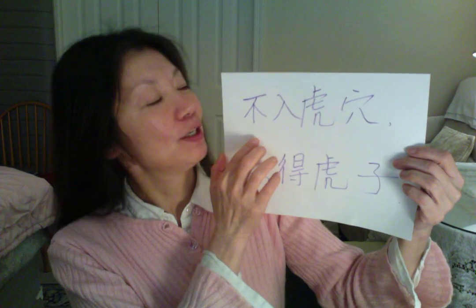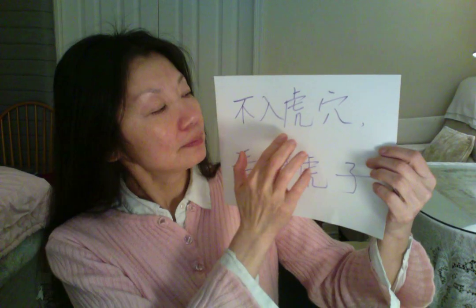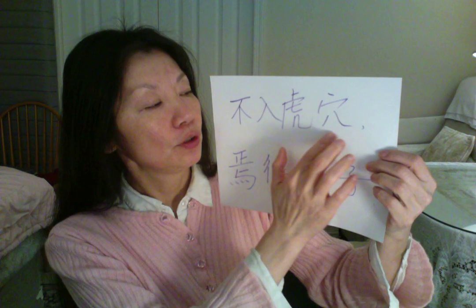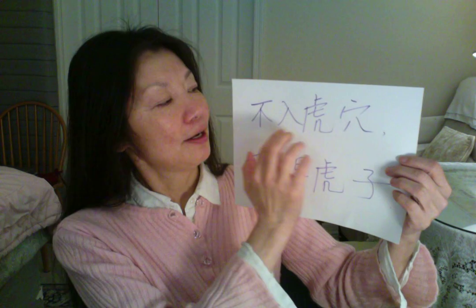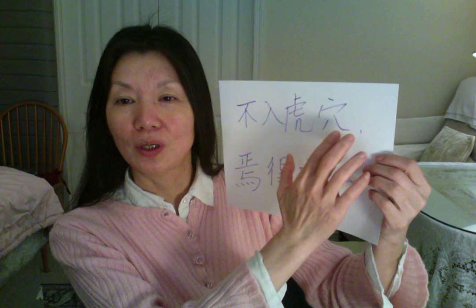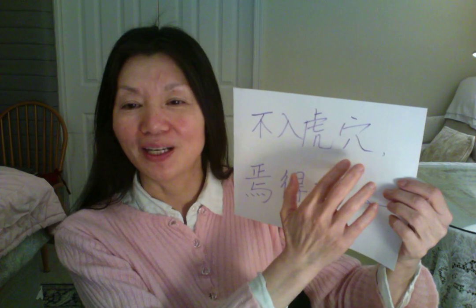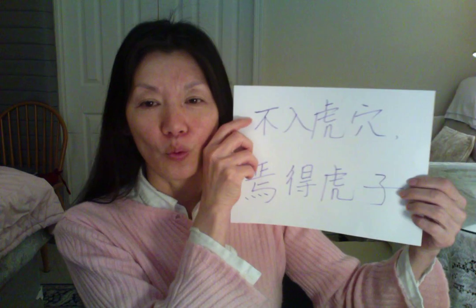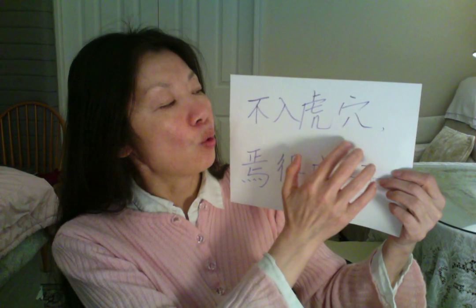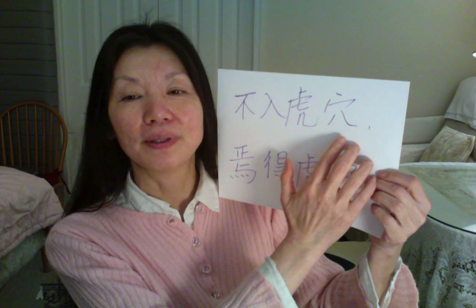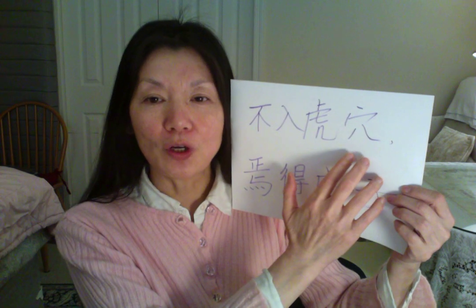You know 不入, right? 入 is in. 虎 is tiger. 穴, some people say it one way, some people say it another way. To pronounce, both work. You can say 不入虎穴 or you can say 不入虎穴, either one. Okay, Chinese have this: one character can have more than one pronunciation.